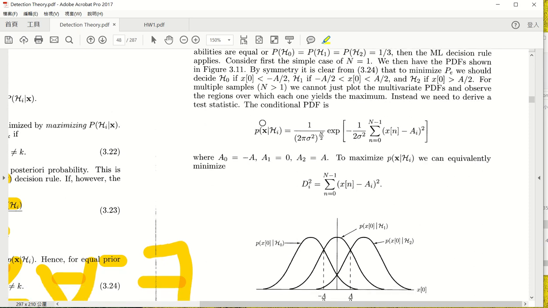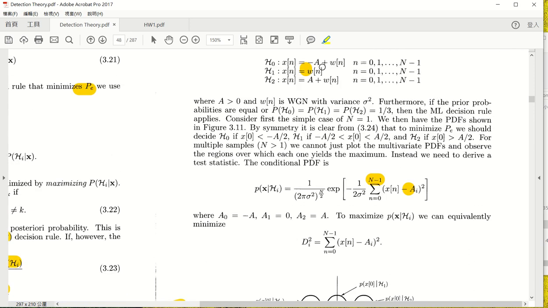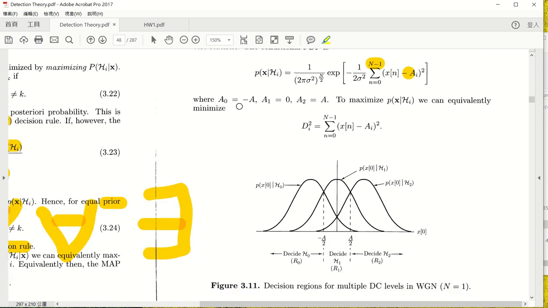So we have the probability density function of this, and then of course you have this mean here, which is a little bit different from the previous example. You have multivariate, so you have this term, but you also have mean Ai. In this case, this will be something like A0, this will be something like A1, A1 is 0, and then A2, which is A here. So A0 is minus A, A1 is 0, A2 is A.